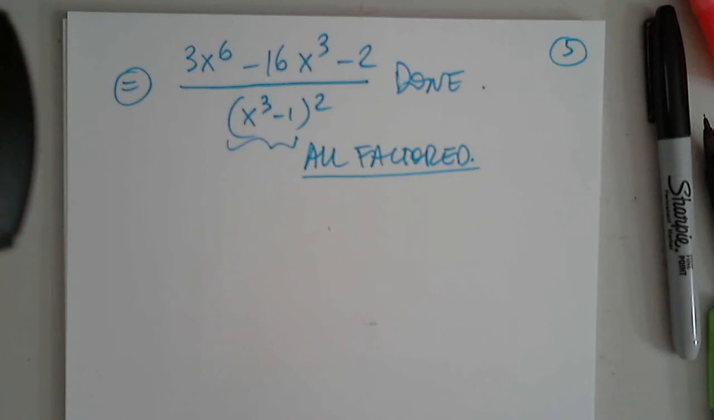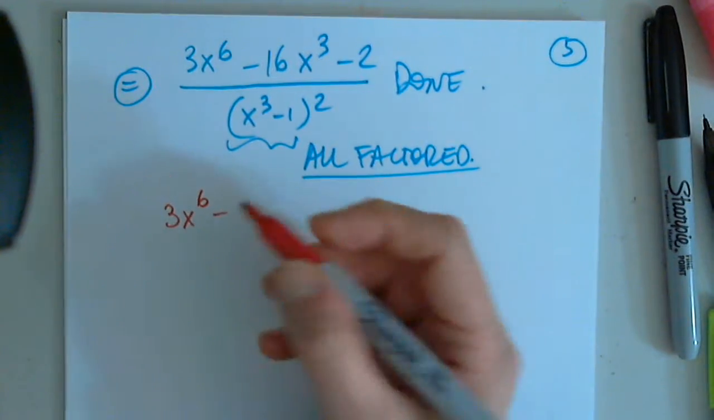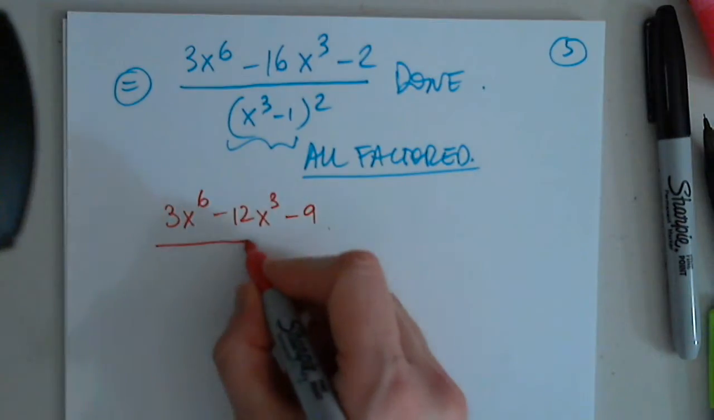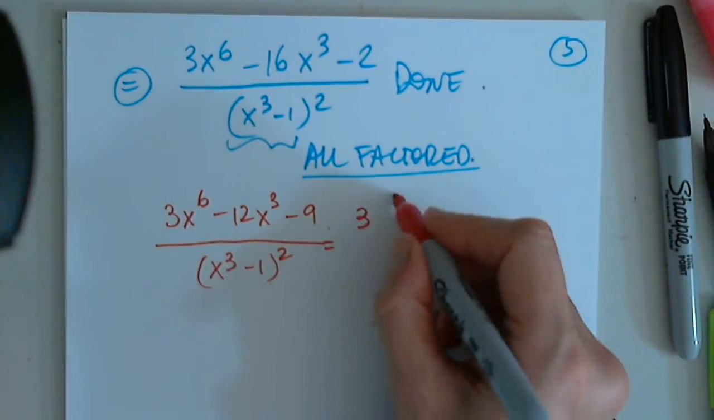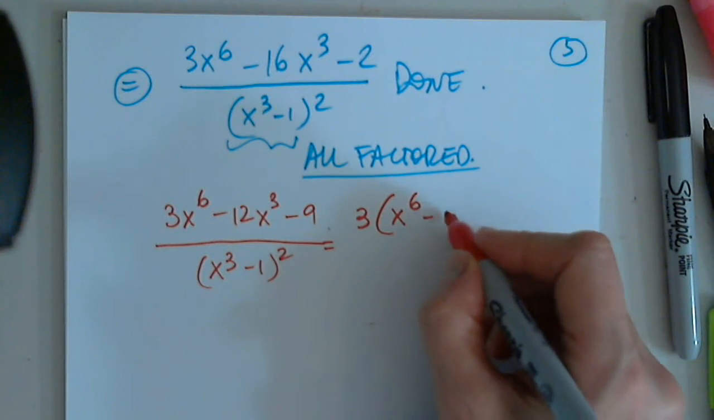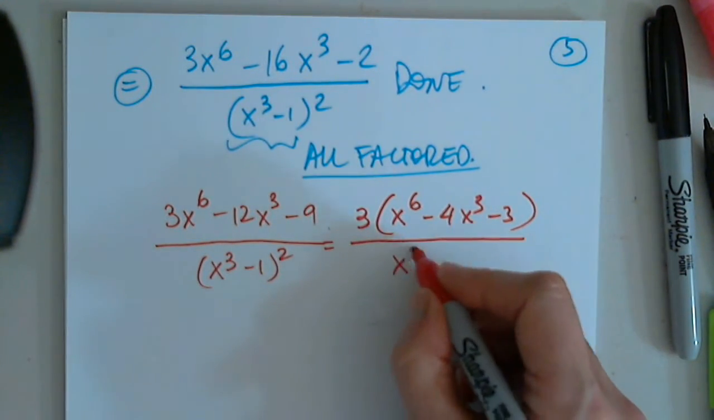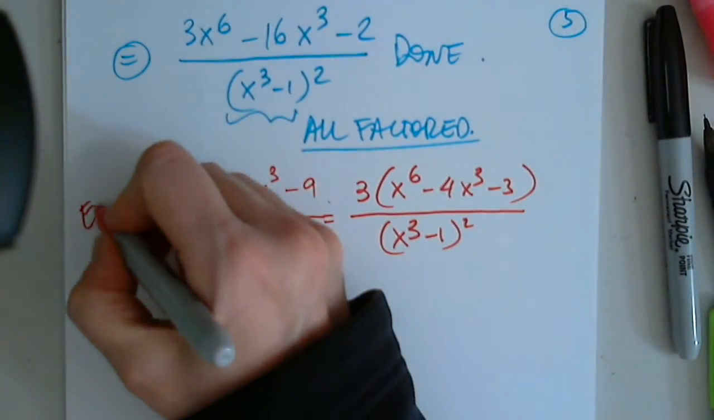Could you still factor it, or you still? Yes, I would. If I have, for example, 3x to the 6th, let's say, minus 12x to the 3rd, and minus 9 divided by x cubed minus 1 squared, I would factor out a 3 and write x to the 6th minus 4x cubed minus 3 divided by this. Yes. So this is an example.